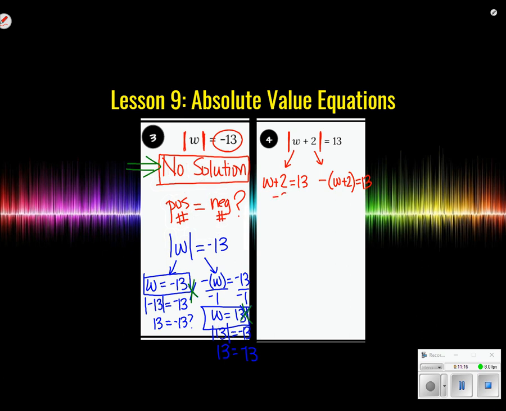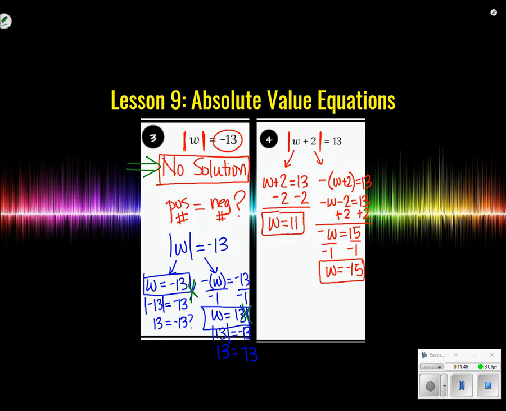So I'm going to subtract 2. W equals 11. That's one of my answers, and I will check it. On the second one, I'm going to distribute my negative 1. I'm going to add 2. Negative W equals 15 and divide by negative 1. So W equals negative 15. So I've got 2 answers, and I'm going to check them out.